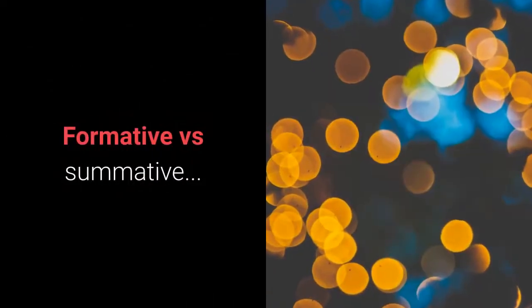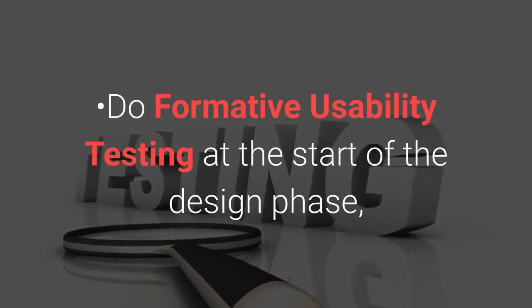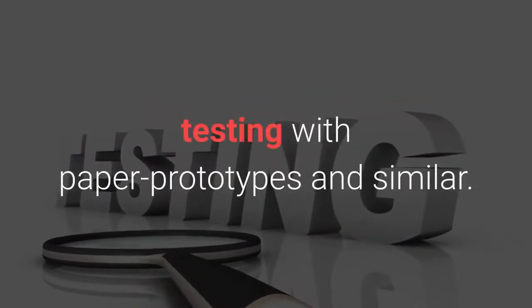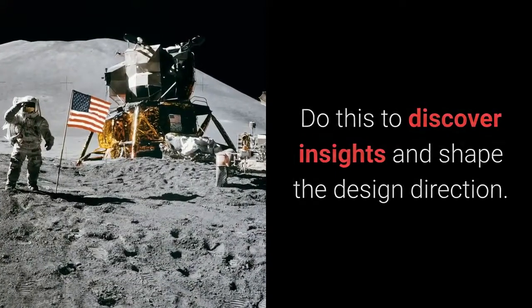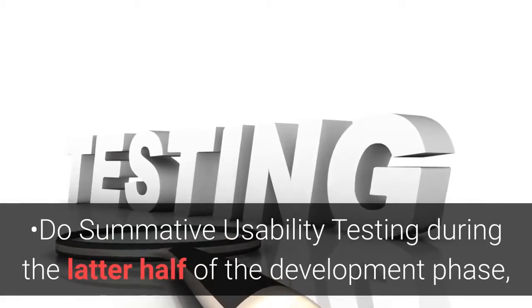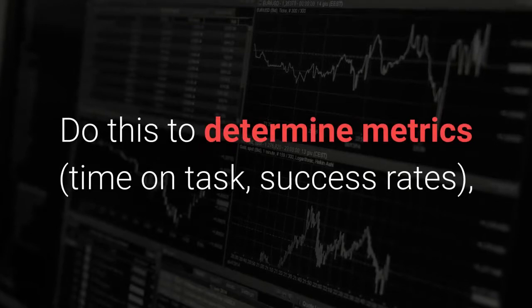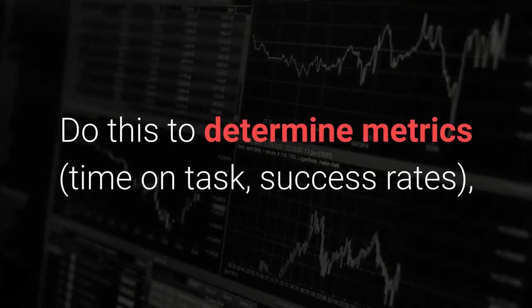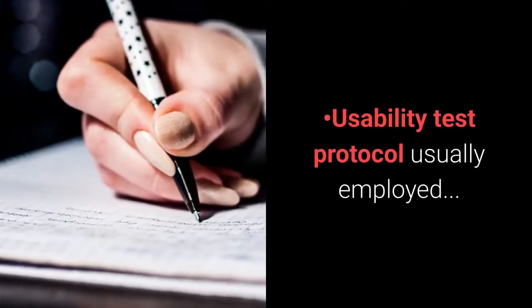Formative versus summative. Do formative usability testing at the start of the design phase, testing with paper prototypes and similar. Do this to discover insights and shape the design direction. Do summative usability testing during the latter half of the development phase, testing with actual working prototypes. Do this to determine metrics, time on task, success rates, which you would then compare test results from improved versions against. Usability test protocol usually employed.